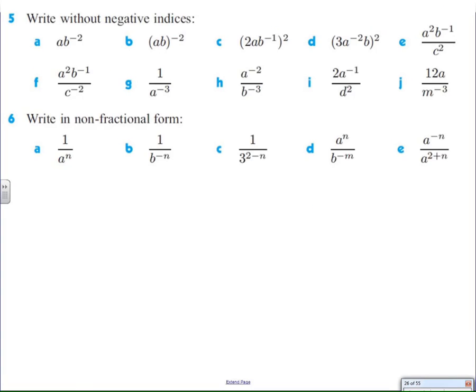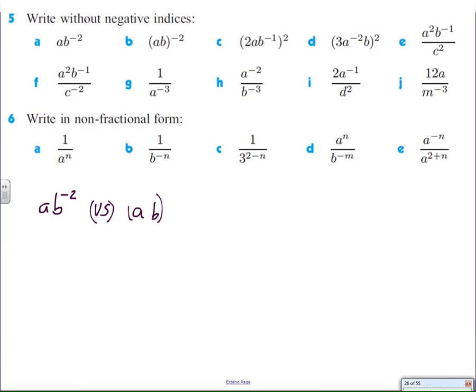The last set from the first page of homework for today included writing without negative indices. The word indices is the British way of saying exponents. And then the next section is writing in non-fractional form. So every expression should not have a fraction in it. Rather, it would just have exponents only.